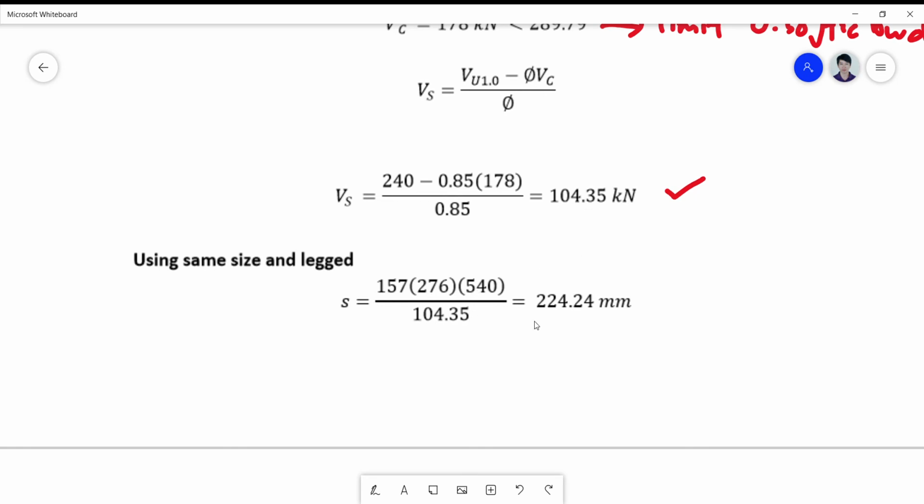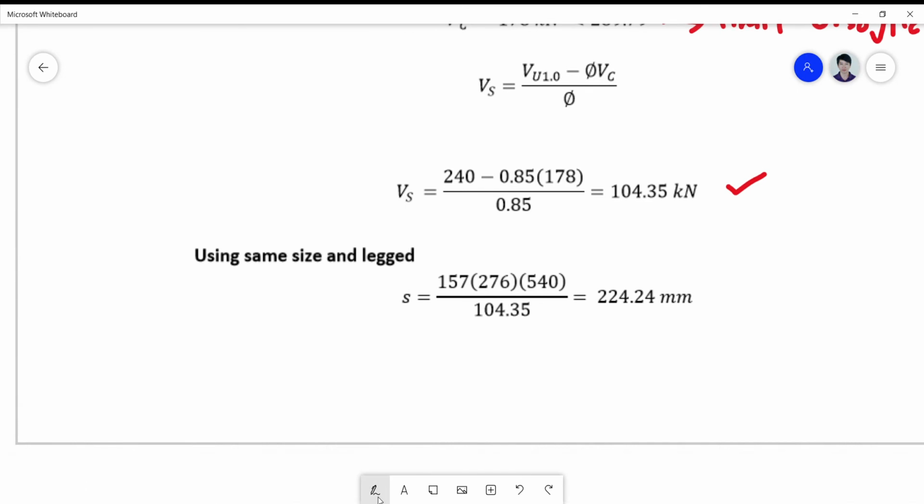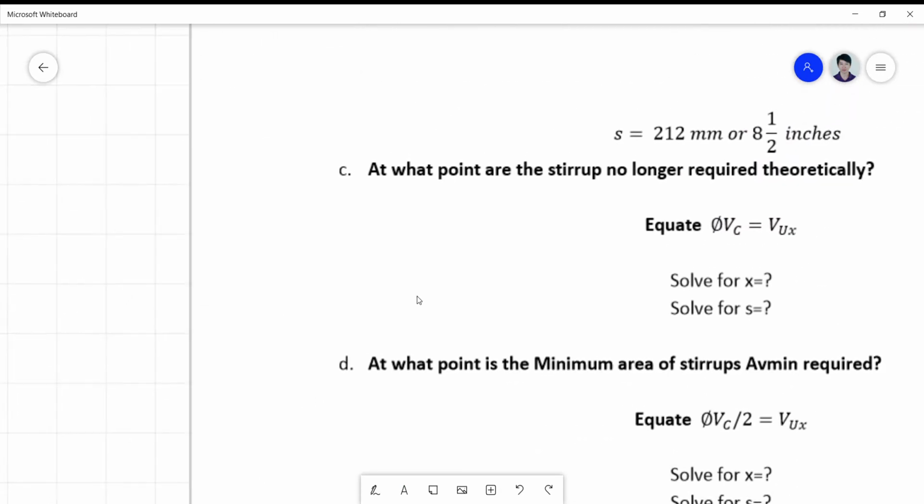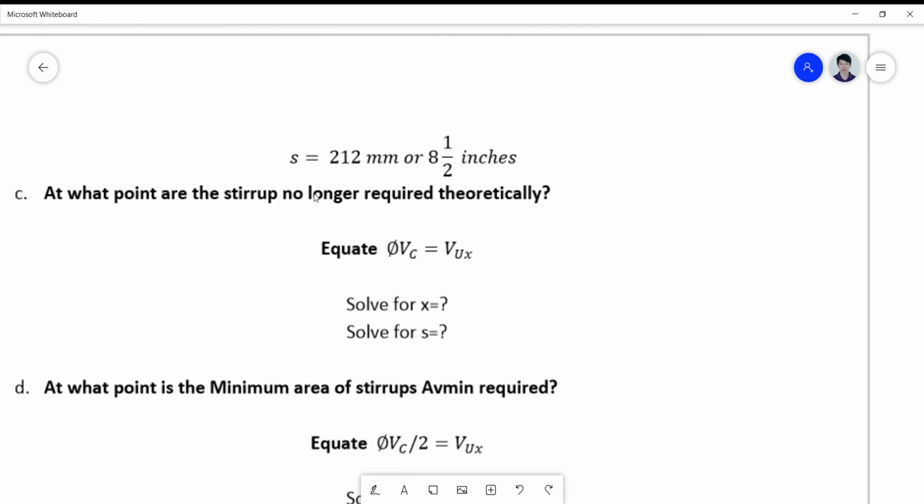You get 224.24 millimeters. So you round it again to the nearest convenient dimension, which is 212 or 212.5 millimeter or 8.5 inches. So that's how you solve for the spacing at critical sections indicated on your problem.